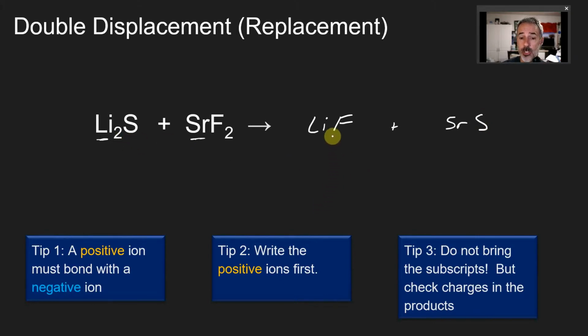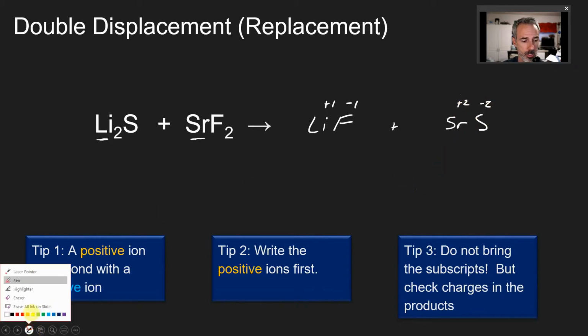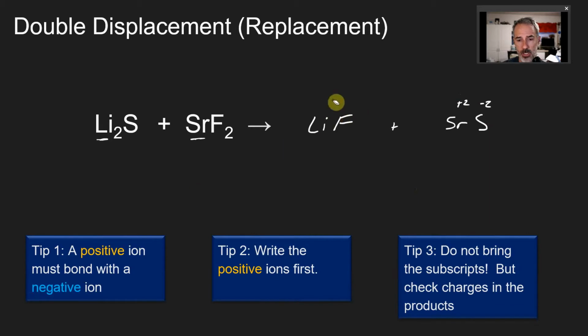Now, when you check charges on lithium fluoride, check charges and tell me what the formula is. Yep, +1, -1. It doesn't need anything else. And what's the formula for this one? +2, -2. It's already neutral, right? We don't have to worry about it. All right, let's do the good chemist thing and erase our charges at the end.